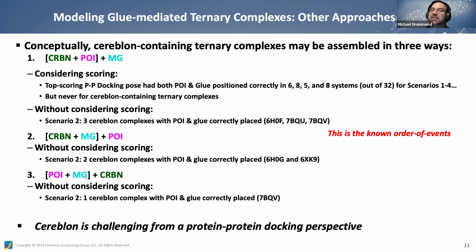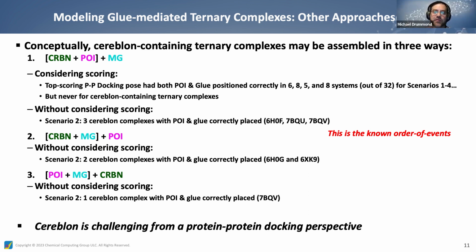I guess before that, what if we just forget the scoring? Just out of those 100 total predictions, do we ever get cereblon and the glue predicted correctly? Doesn't have to be the top scoring pose, just ever. Out of the 8 known cereblon complexes in this data set, we get 3 of them correctly predicted in 100 shots on goal, 100 predictions. Again, not great.